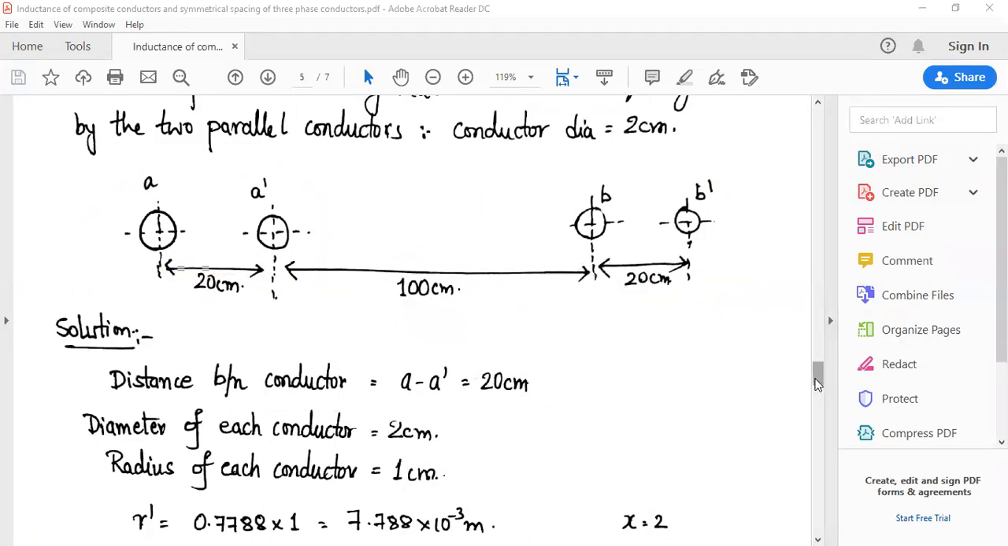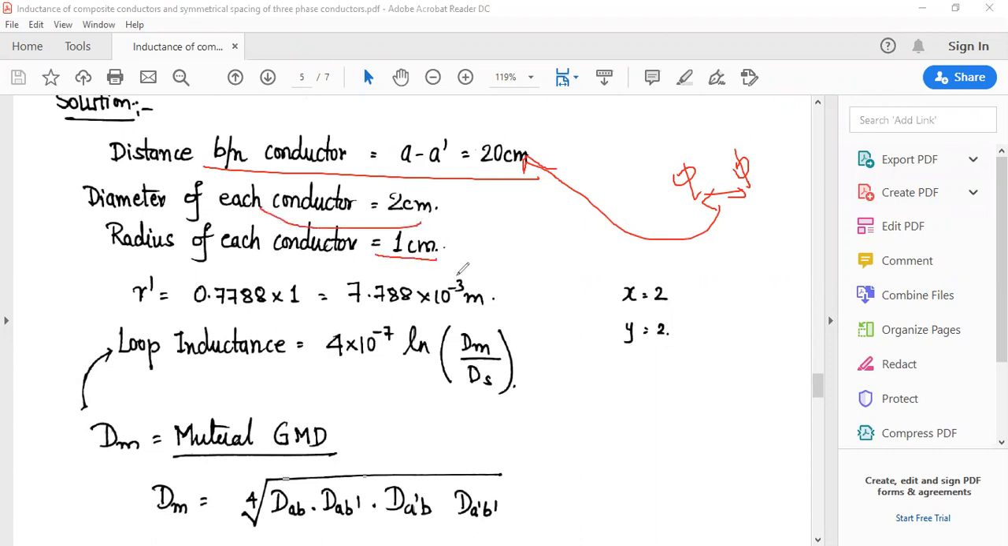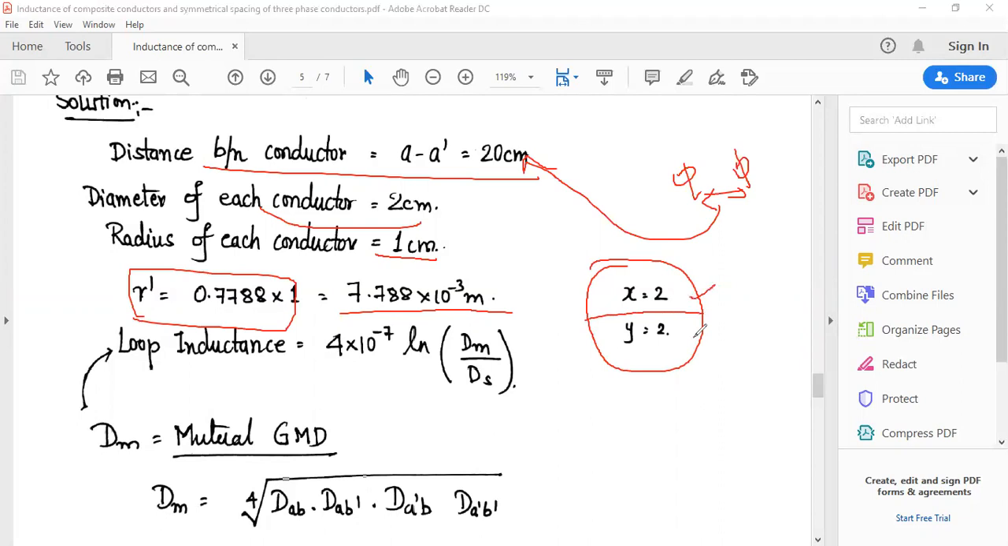So next, if I want to analyze the solution to the given problem, the distance between the conductors, as you can see, A to A dash is 20 centimeter. That is from center to center. Next I have the diameter of each conductor, 2 centimeter, and from the diameter you can get radius as 1 centimeter, and r dash you can write as 0.7788 into 1, that is 7.788 into 10 power minus 3. How many strands are there in each conductor? Two strands, in parallel in each conductor.